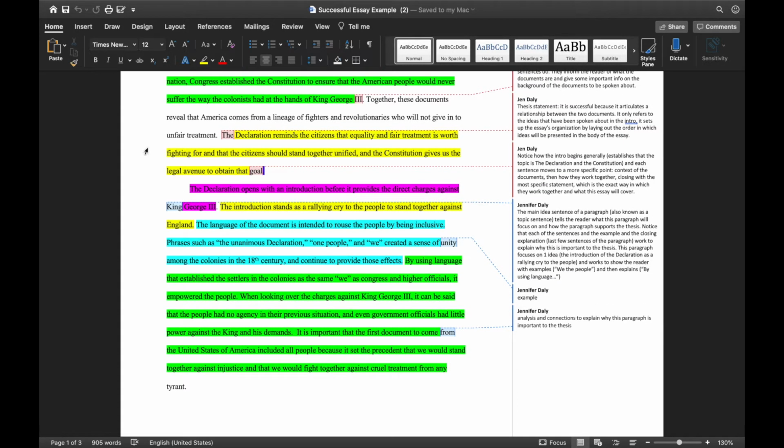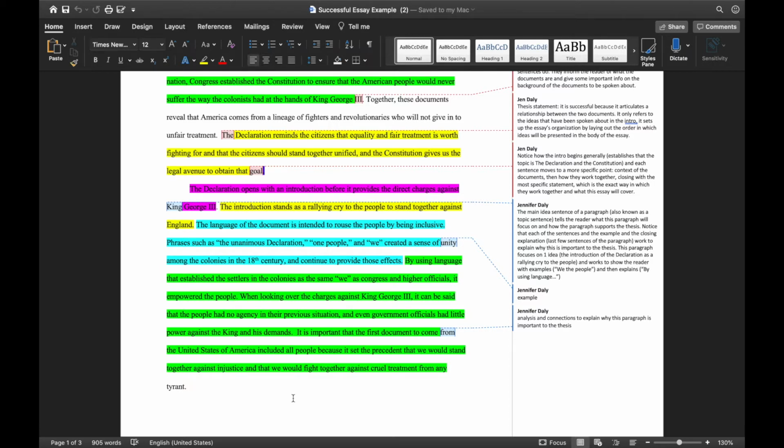All right, here's another important organization note. Okay, look at how the ideas pop up in the thesis. Okay, the first idea: the Declaration reminds the citizens that equality and fair treatment is worth fighting for and that the citizens should stand together unified. That's what we're covering basically here, right? The writer is going into how it is a rallying cry, right? It combines the people, one people, we, the unanimous declaration, and then explains how that is important, right? By using language that established the settlers as the same "we" as Congress, it empowered the people, all right?